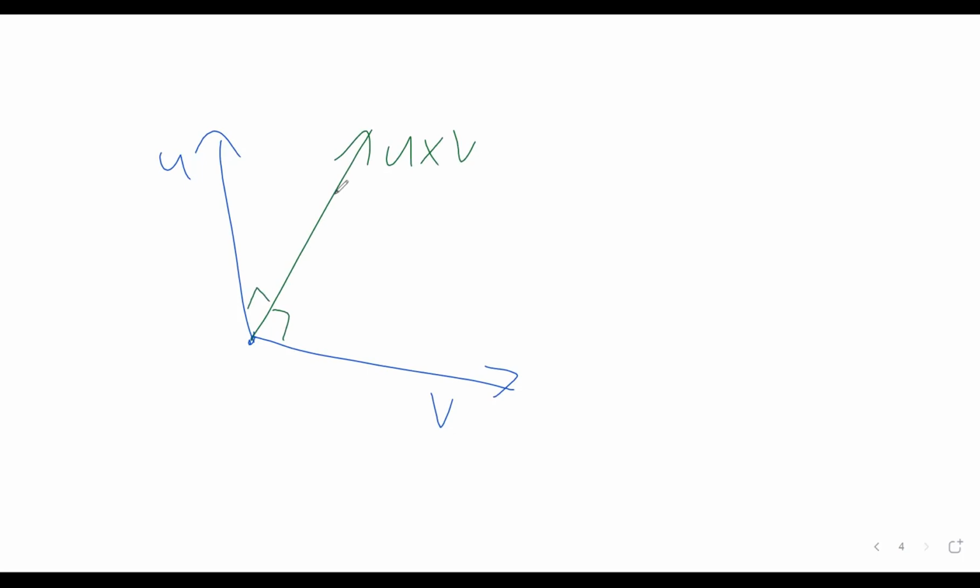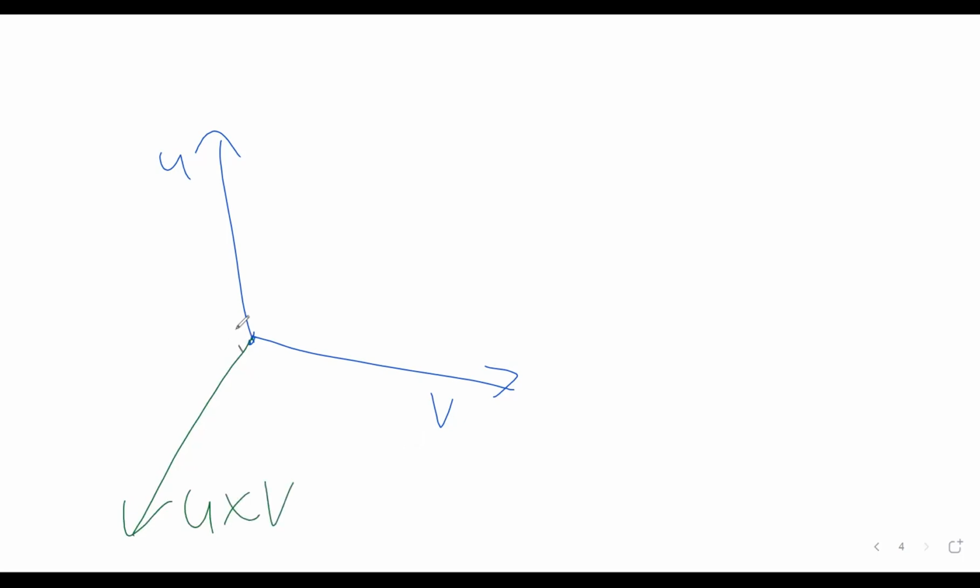So U cross V is actually perpendicular to both U and V, but I drew the directions wrong. I'm just going to fix that. I was thinking of switching U and V. I think it would be better to write it this way. So that's the direction of U cross V. And you're probably wondering, how did I know that it was going down instead of up? I'm going to explain that to you. That's called the right-hand rule. So U cross V is that way, but U cross V is perpendicular to both U and V.